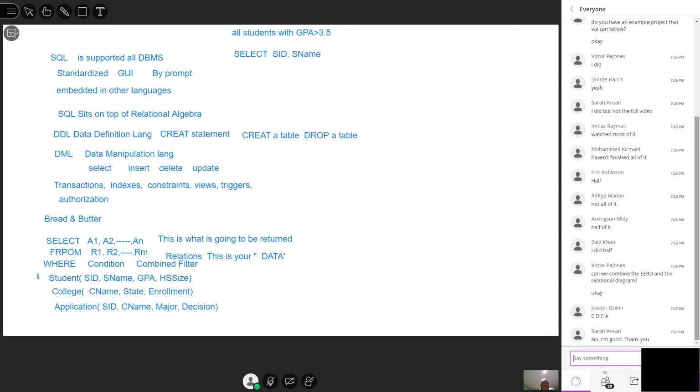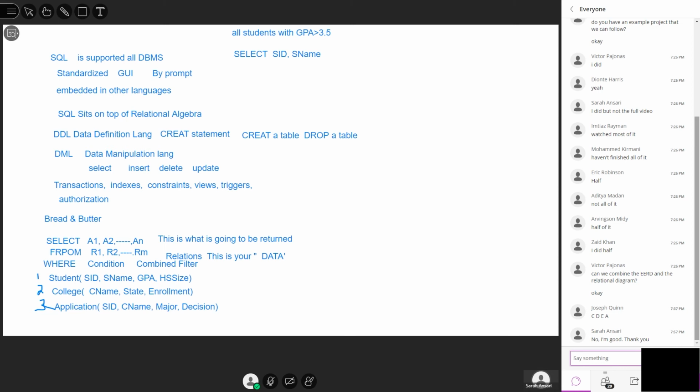1, 2, and 3. Which relations are you going to use? Roland, which relations are we going to use? We got three relations. Which relations are we going to use? This is the same question we have when we're talking about relational algebra.